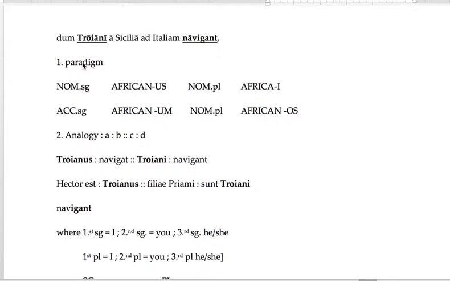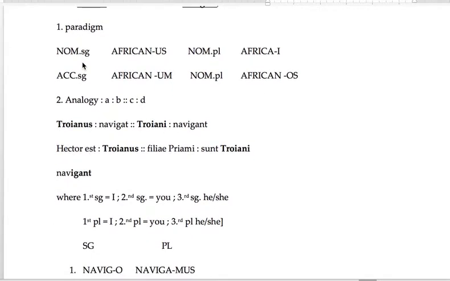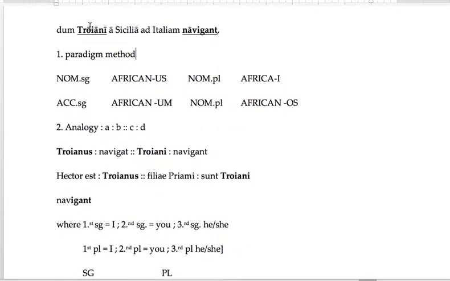There are various ways of demonstrating this, one of which is called the paradigm method. Paradigm just means an example, where a grammar book takes a particular adjective, in this case Africanus, and displays all the endings and in what case those endings are.